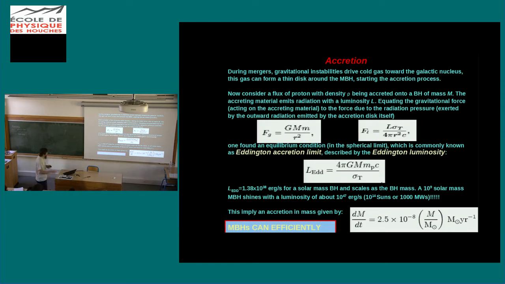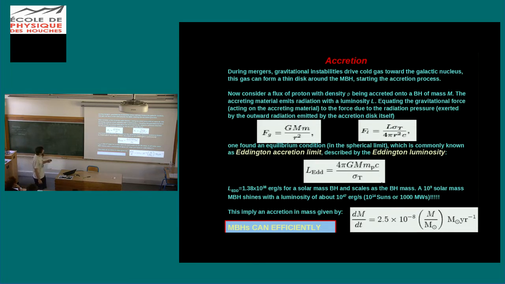So now suppose, and we will see that better in a second, you have a certain flux of protons with density rho, accreting onto a black hole of mass m, okay? Now the accreting material emits radiation with a luminosity L, which is related to the rate of accretion and a conversion efficiency between accreted mass and luminosity. Now, take your accreted proton. You have a gravitational force, which, forget about general relativistic corrections, is G m times the mass of the proton divided by r squared, right?